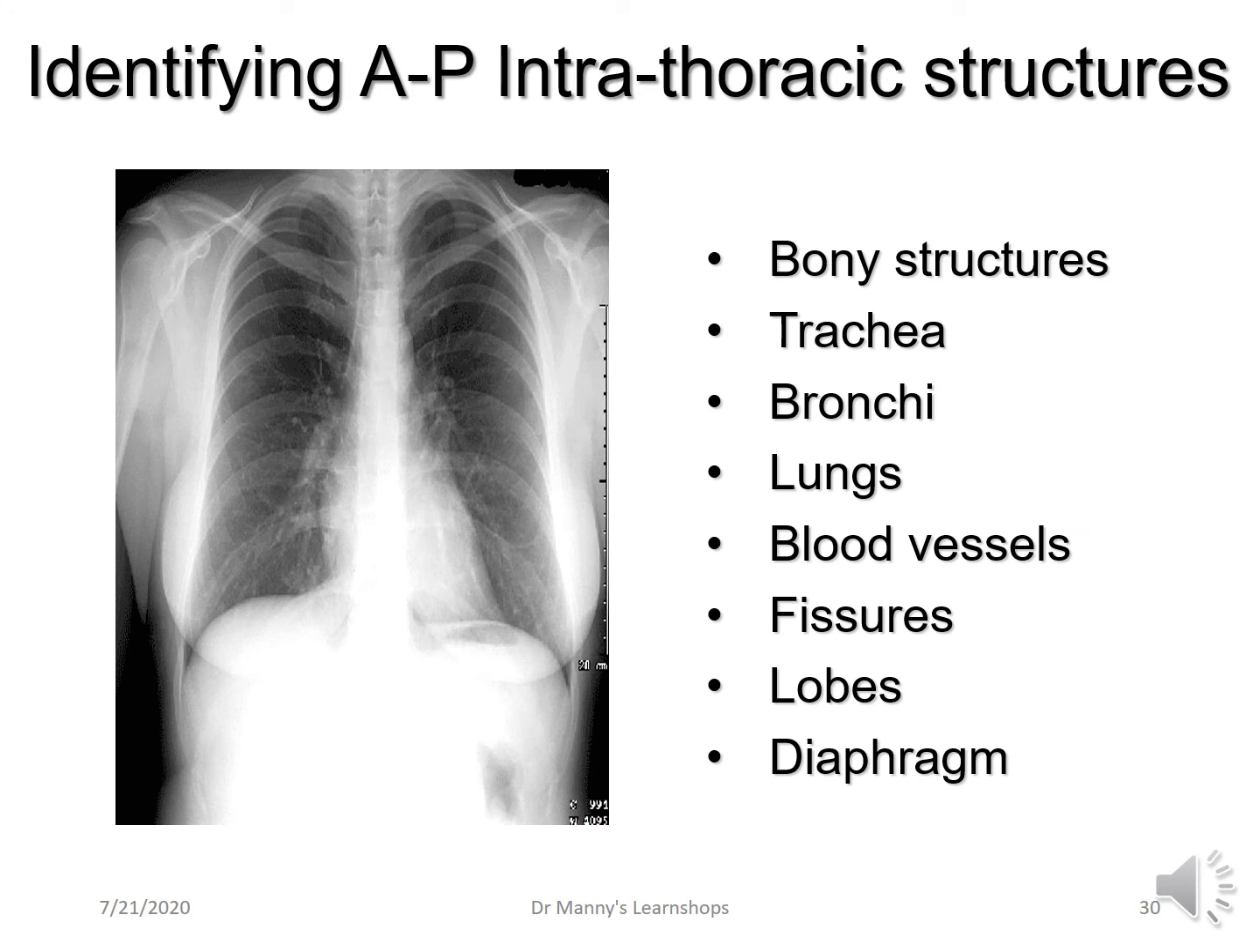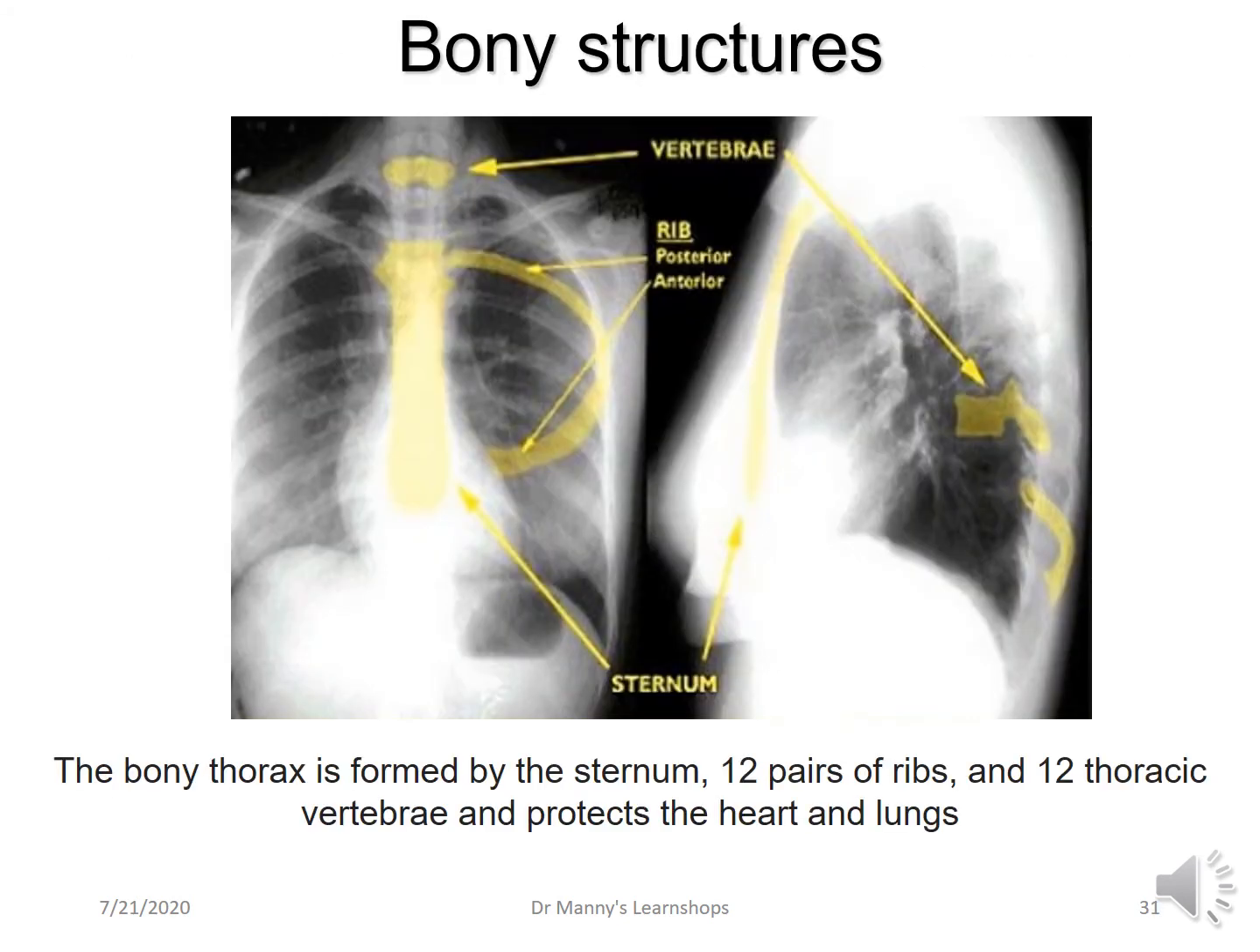When we want to identify intrathoracic structures on an anterior-posterior film, we can see bony structures, the trachea, bronchi, bronchioles, the lungs. We can see the lung blood vessels or markings. We may see fissures and lobes. We will see the diaphragm and any abdominal structures that may be under those diaphragms. The bony structures are essentially the vertebrae, the ribs and the sternum. And this can be seen on both an AP film or a lateral film.